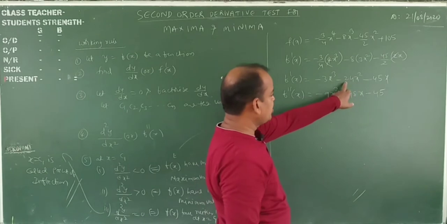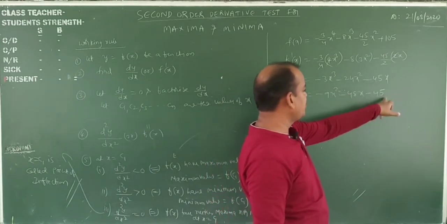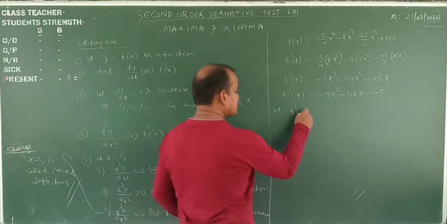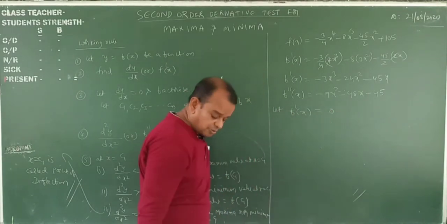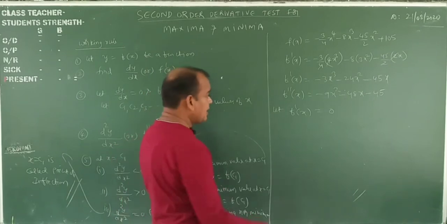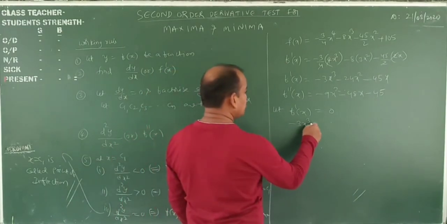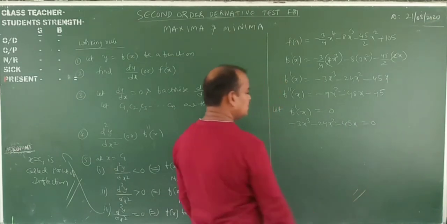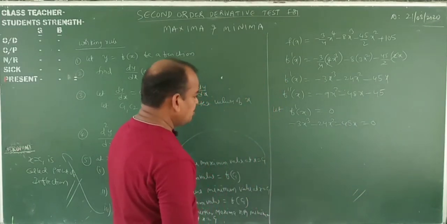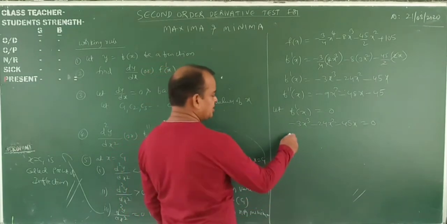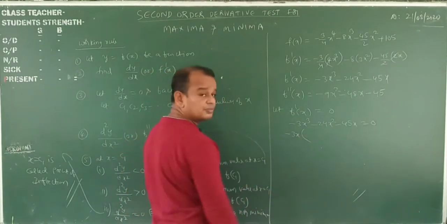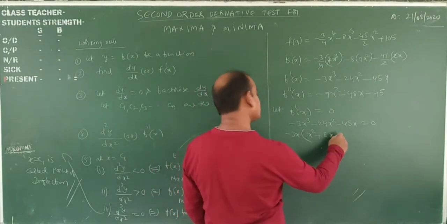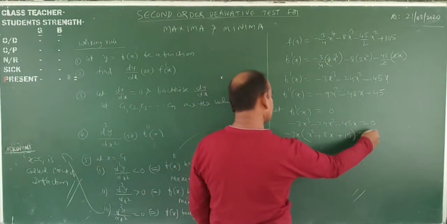The derivative of x square is 2x, 2x into 24 is 48, and 45 into x derivative is 1. Okay, my dear students, now let f dash of x equal 0 for critical points or stationary points. Now minus 3x cube minus 24x square minus 45x is equal to 0. Now 100% we will take minus 3x common out: minus 3x into x square plus 8x plus 15.